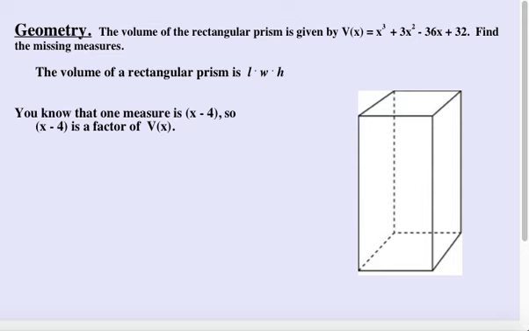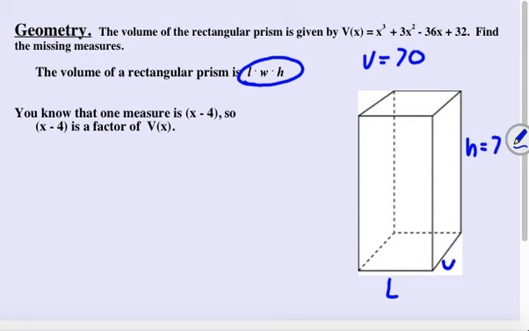We're going to do a little geometry here. Let's say the volume of this rectangular prism here is 70. Volume is length times width times height. And I'm going to say the height here is 7. What would the length and width be then?